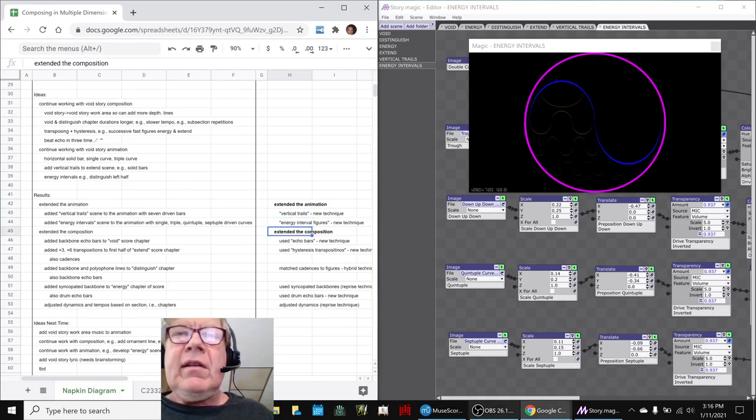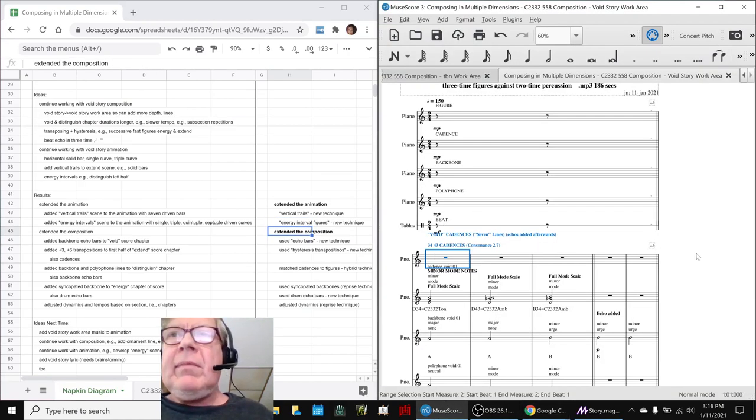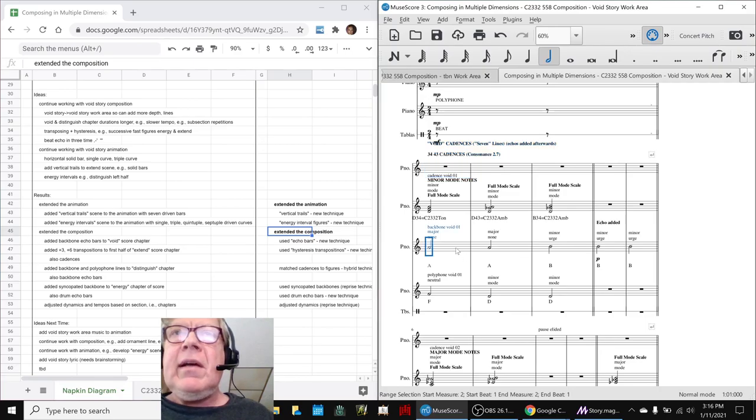We then extended the composition. We had something we called adding echo bars. For example, here, the original thing went like this. And then we had a pause. So now we are using.